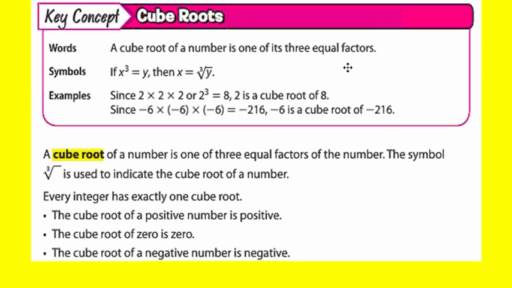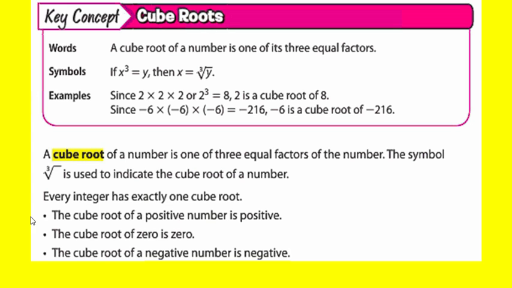Cube roots. A cube root of a number is one of its three equal factors, meaning that you're multiplying a number by itself 3 times. So if x to the third power equals y, then x equals the cube root of y. And they symbolize it with having that little 3 above the radical sign. All right? A cube root is one of 3 equal factors of the number. The cube root symbol is used to indicate the cube root of a number.